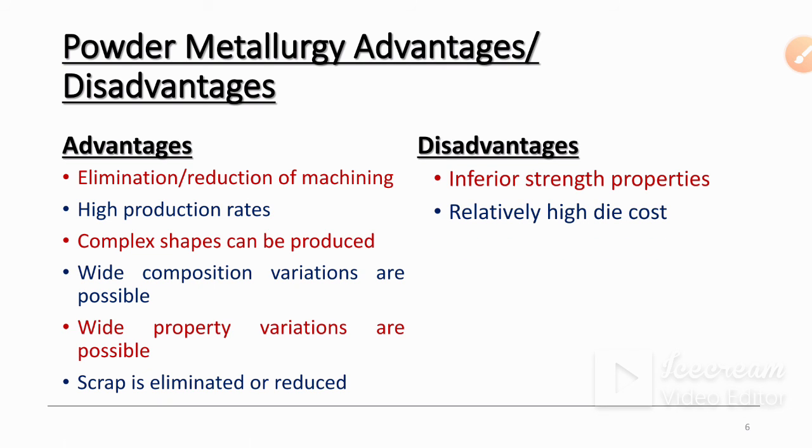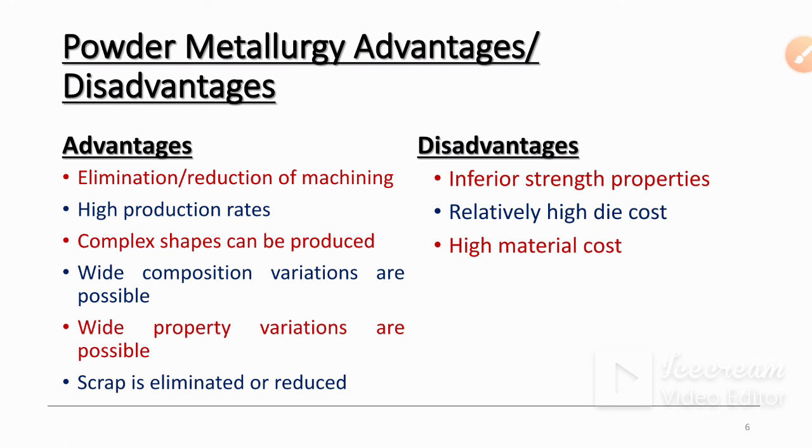Then relatively high die cost. If you want to compress the powder, then you must have a good quality die. Okay, and there is some risk also associated with the operation of the die. So, relatively high die cost. Then high material cost.